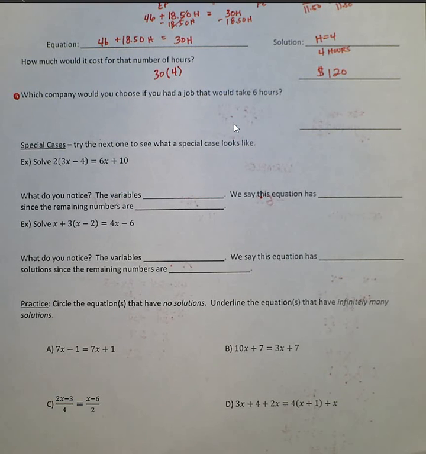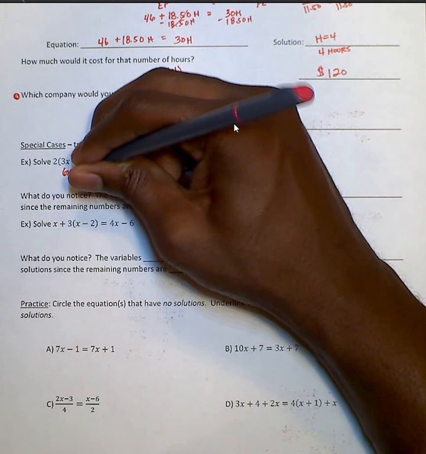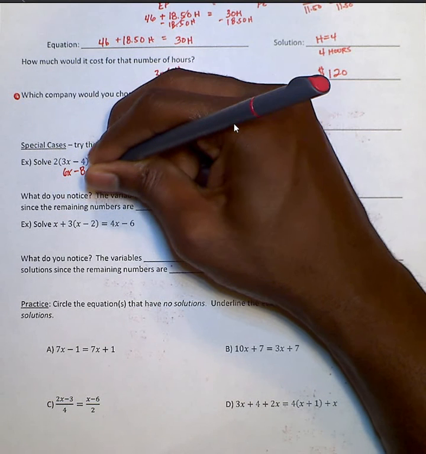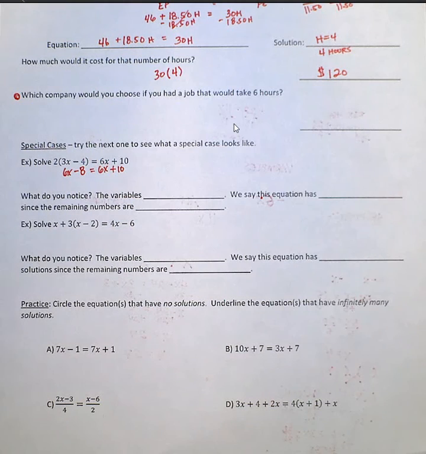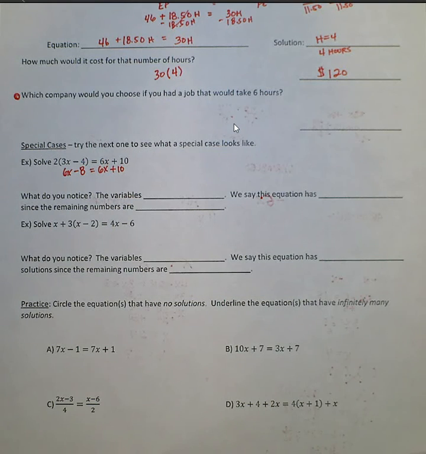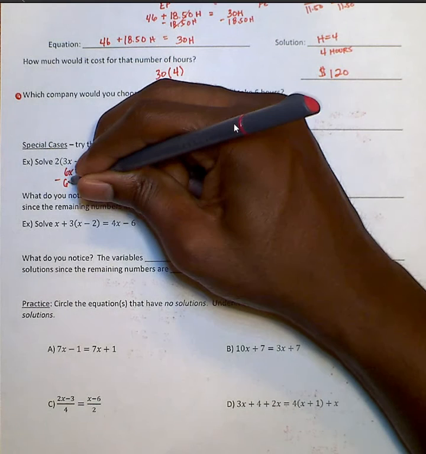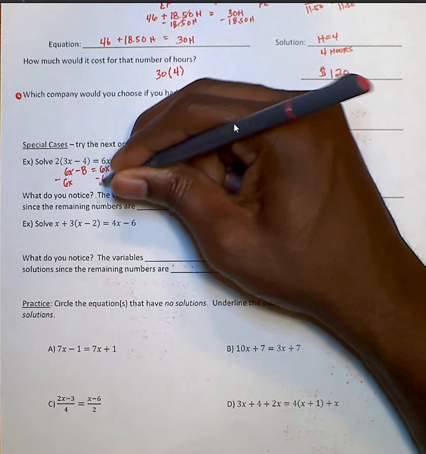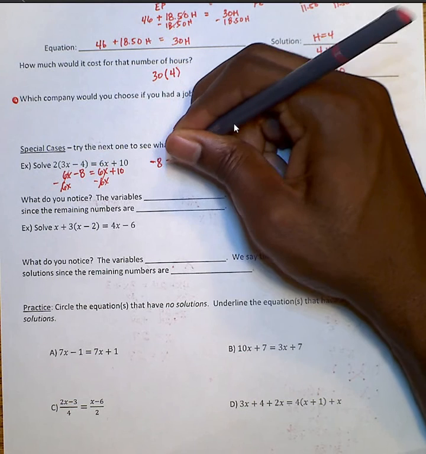Okay, so let's talk about special cases. It says try this next one to see what special cases look like. So let's do that. If you distribute 2 to both terms here, we get 6x minus 8 equals 6x plus 10. Hopefully at this point you see something a little weird about this, but we'll continue. I want to get the variables on the same side, so I'm going to subtract 6x from both sides. When I do that, you should see that we have negative 8 equals 10.